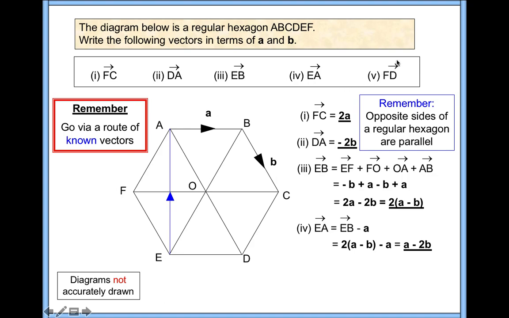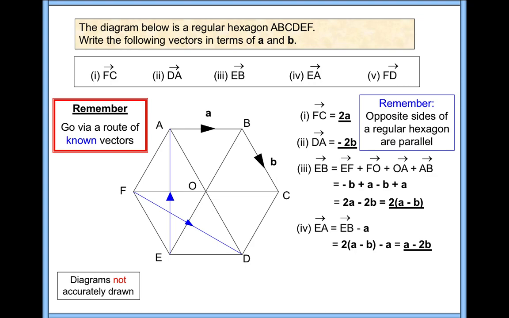Now speaking of vector FD. Remember, go via the route of known vectors only. That is why we took vector EB minus vector BA. Vector AB is A, so vector BA is negative A. Now we will see vector FD. I'll draw and show you where vector FD is.